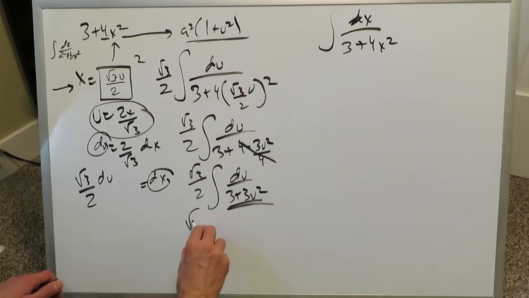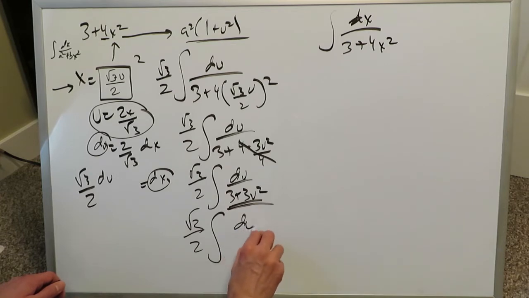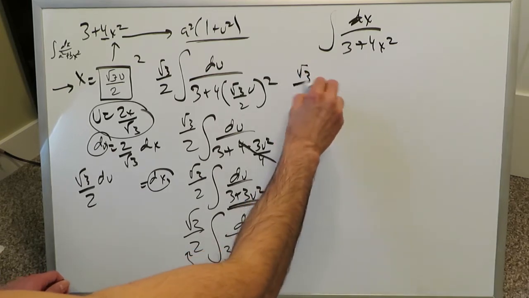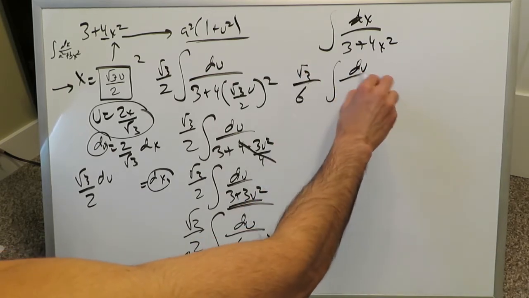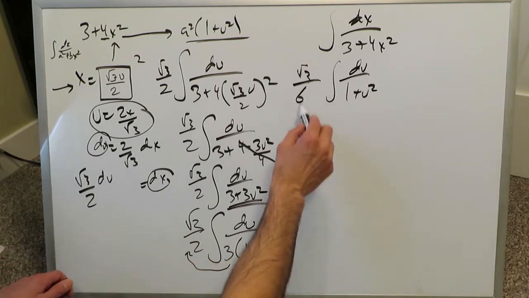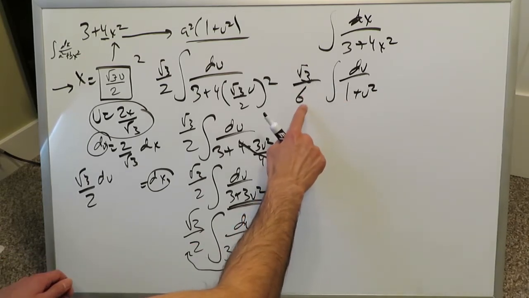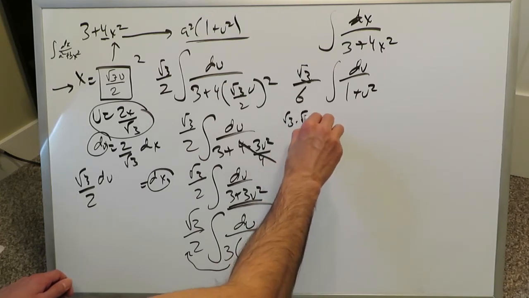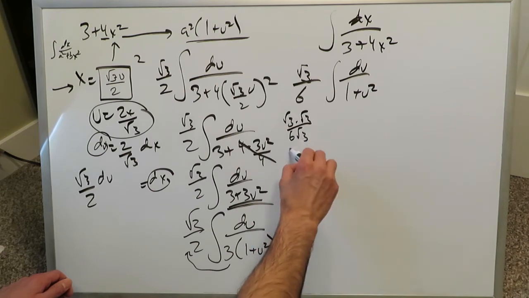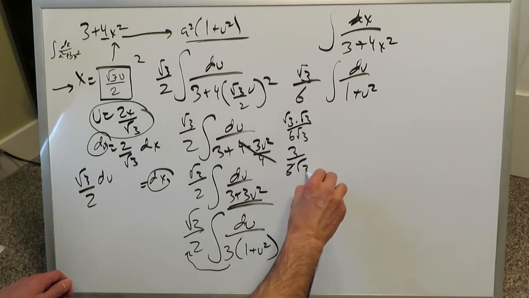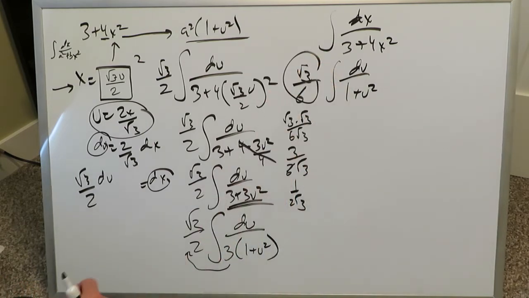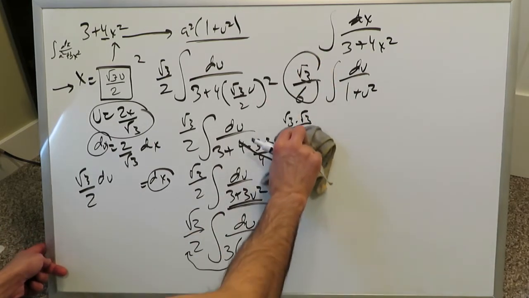You can isolate root 3 over 2. You have du, isolate 3, you have 1 plus u square. Bring this 3 right over here with this. You'll have root 3 over 6 integral du over 1 plus u square, which is easy. But before you actually do the antiderivative, let's simplify this. You can do rationalizing of the numerator. Root 3 times root 3 over 6 root 3. You'll have 3 over 6 root 3. 3 can cancel out with this. You get 1 over 2 root 3. So all of this expression simplifies to 1 over 2 root 3.